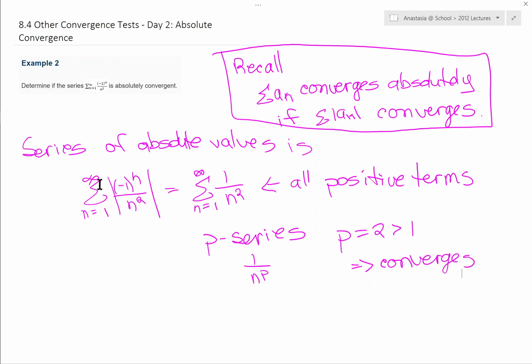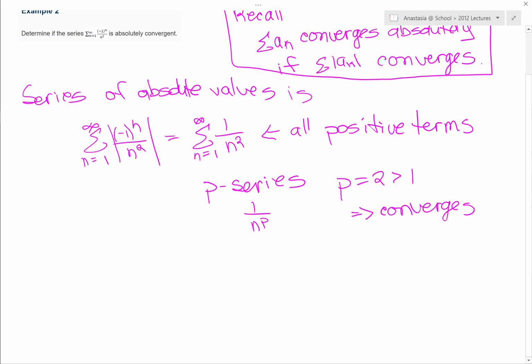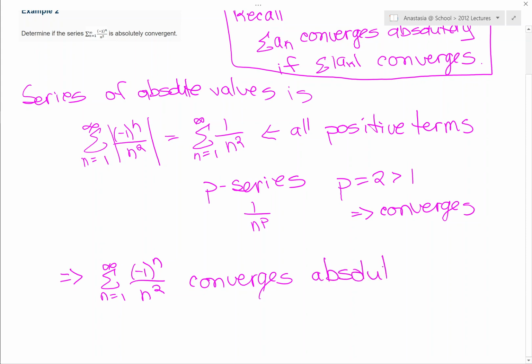So since our series of absolute values converges, it means that the original series will converge absolutely. So our final conclusion is that the series, the sum from n equals 1 to infinity of negative 1 to the n over n squared, converges absolutely. And therefore, we are done.